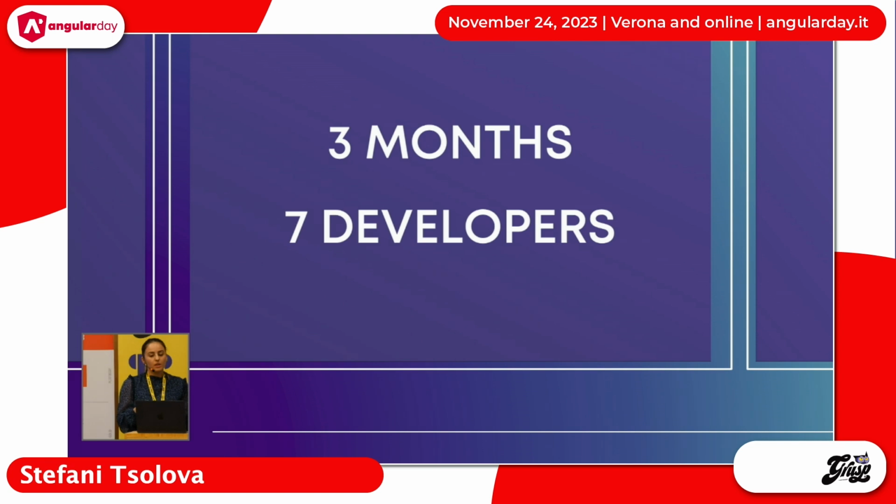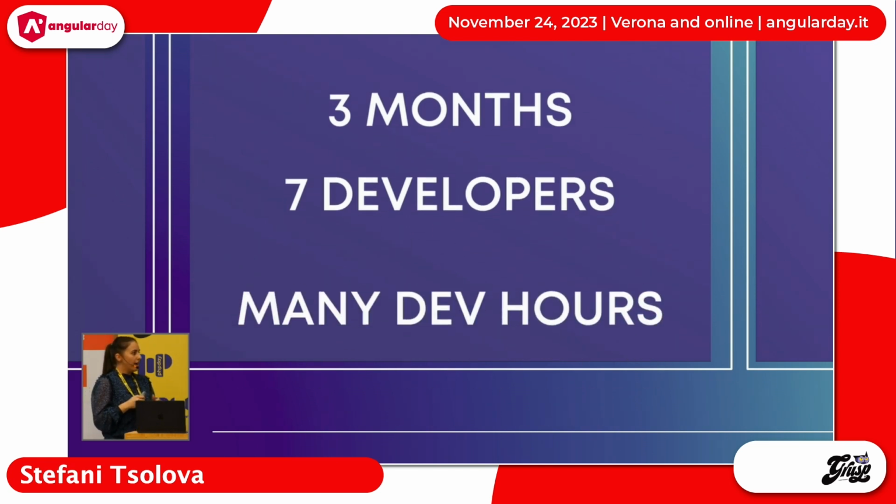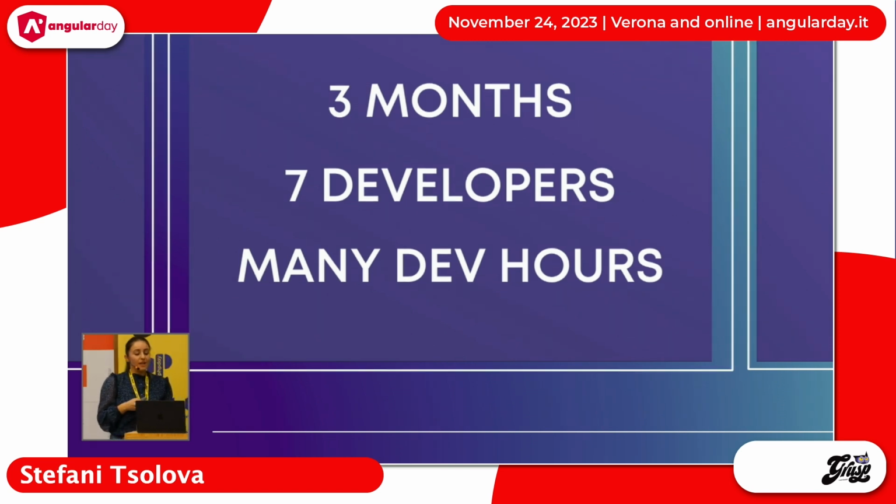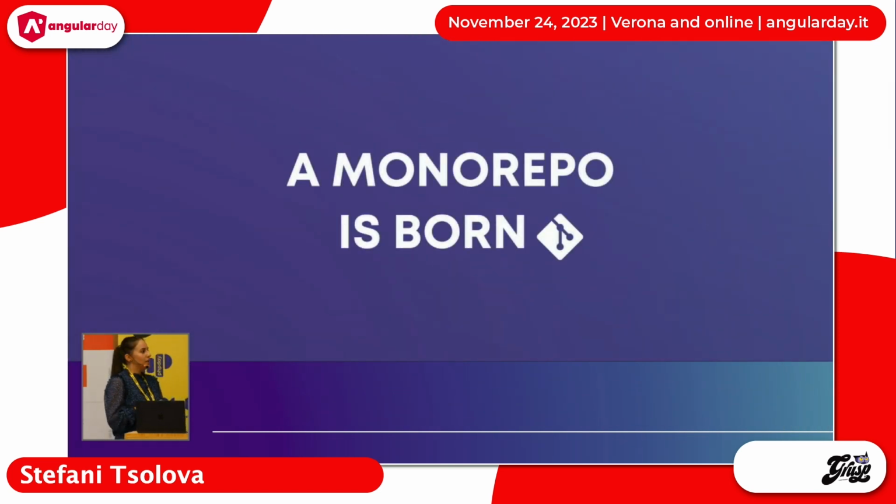This is where it's really important again that the process is refined, because after that was done, it was really easy for those 7 developers to go in and follow specific steps and know what they have to do. I haven't calculated how many dev hours, but in my mind it was a lot. But finally, we had our much wanted monorepository.